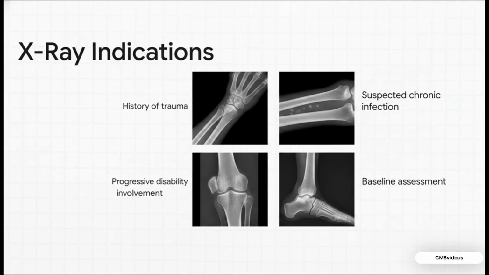We're looking for things like a history of trauma, suspected chronic infection, progressive disability, maybe a strictly monarticular involvement, or just needing a baseline assessment for a known chronic process. Those specific scenarios are what actually justify ordering a plain film to hunt for structural issues. It's cost-effective, and it perfectly sets the stage for everything else.